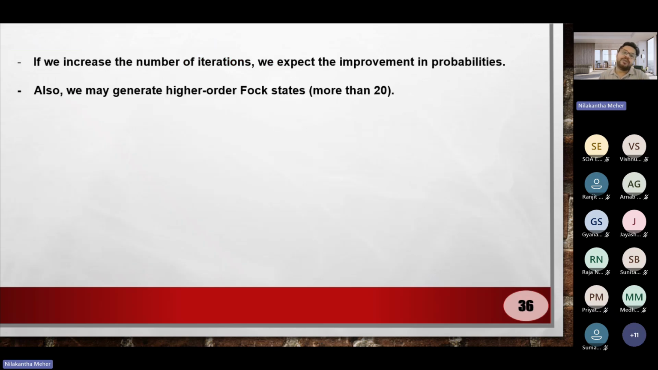And if you want, you can increase the number of iterations, and then we expect the probability may be improved, and you can also generate more than 20 photons.